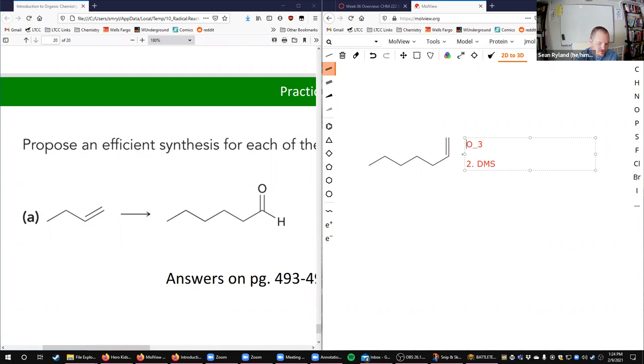remember, that's a two-step one. So step one, ozonolysis, or ozone to make the ozonide. Step two, DMS. That's going to give us our final product, right? Because our ozonolysis would cut right there and replace it with a carbonyl. So we'd be left with the aldehyde.